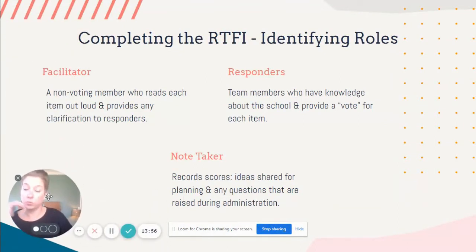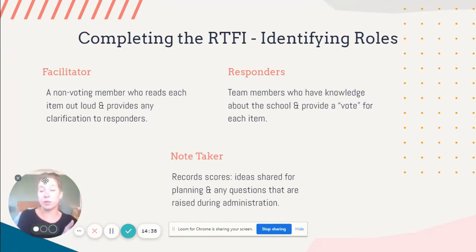Okay, so speaking of roles, there are, for completing the RTFI, 3 main roles. Okay, you're going to have a facilitator. Typically, this is a non-voting member, and it's someone who reads, like I just read, that first item, then reads what happens if you have it in place for 2 points, and then brings it to the team to really vote. Okay, typically this is someone who is outside of the building and is somebody who has enough information around the RTFI that if the team taking or completing it has any questions, they can clarify anything.